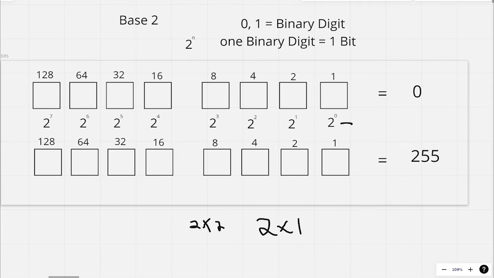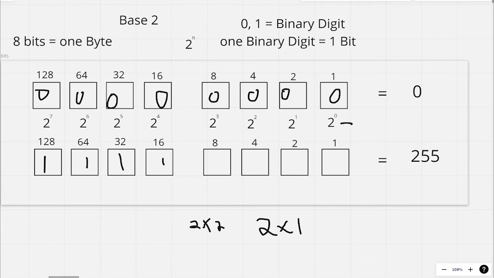Well, we know that the binary code for 0 is all zeros. So we have 8 zeros, and what that means is that 8 bits make 1 byte. This is considered 1 byte right here. Also, the highest number that we can go in binary is 255. That means we have all ones inside this byte right here.